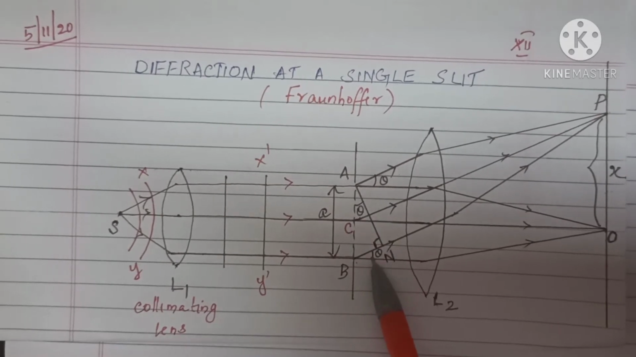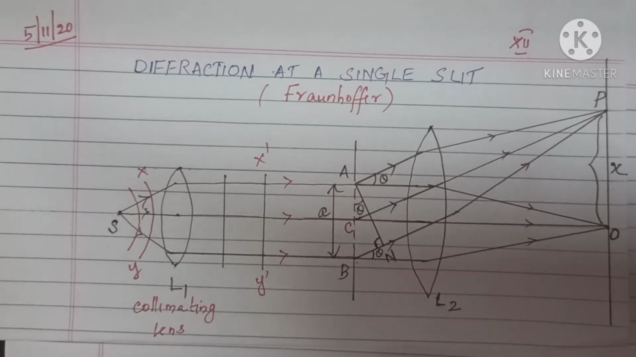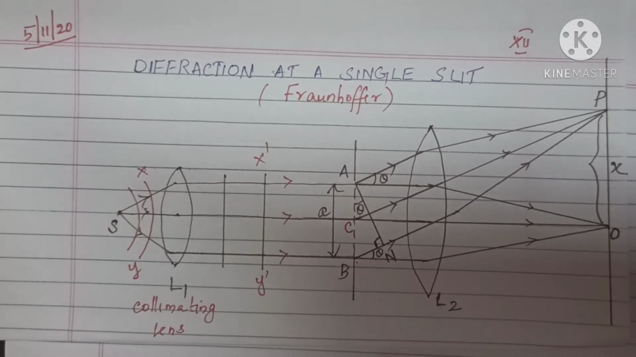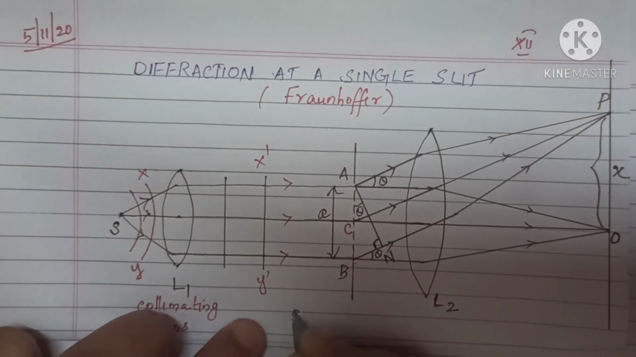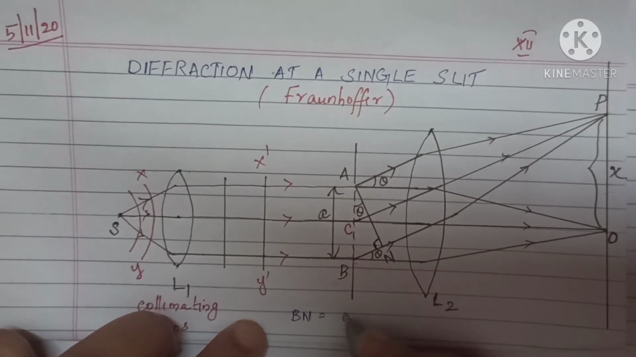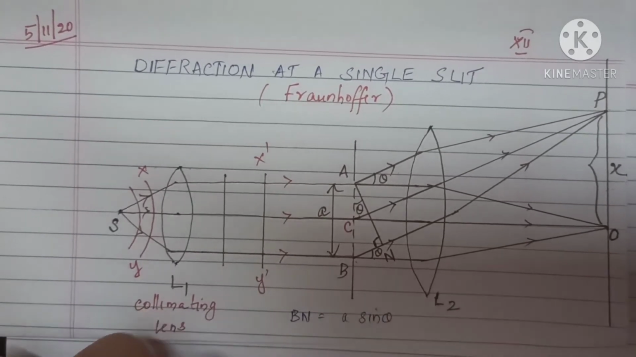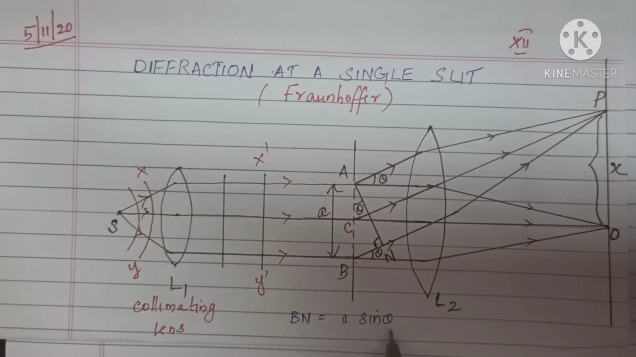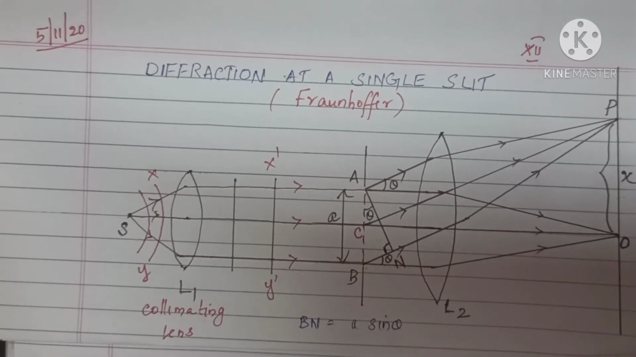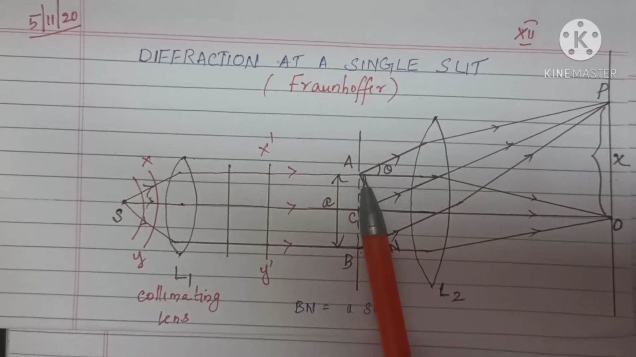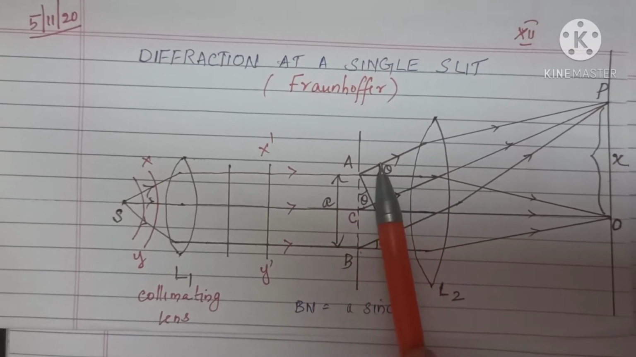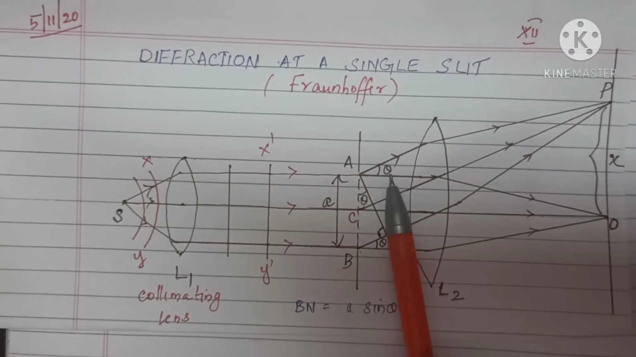So when we calculate sin theta, we get sin theta is equal to BN by A. That is, BN is equal to A sin theta. So this is the path difference. Now these rays are diffracted from the direction of the incident beam, making an angle theta. This angle is known as the angle of diffraction.